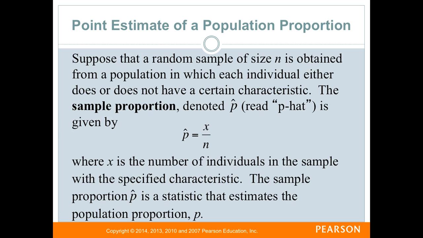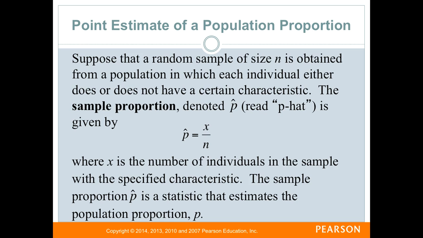So let's suppose that a random sample of size n is obtained from a population in which each individual either does or doesn't have a certain characteristic. So we could talk about blue eyes or whether or not someone approves of the president, okay? It could be really anything. Basically, kind of like success or failure. They have a characteristic or they don't, or they do something or they don't, like smokers versus non-smokers, something like that.